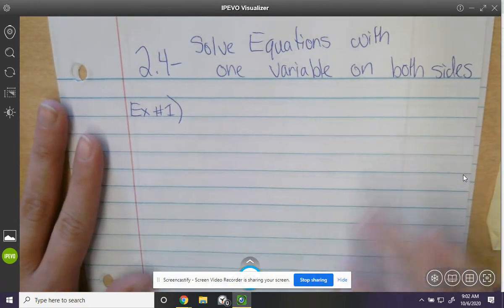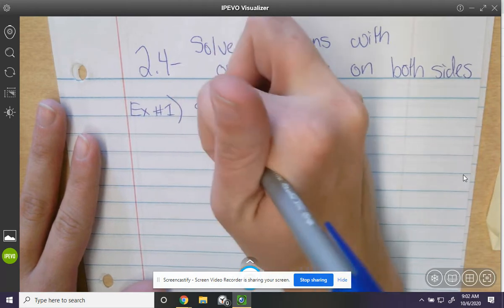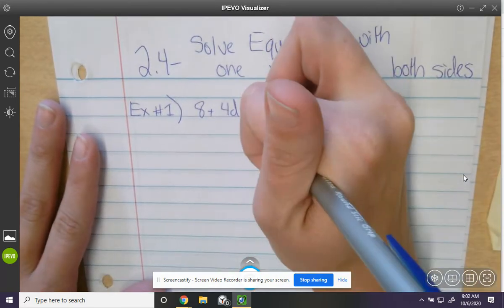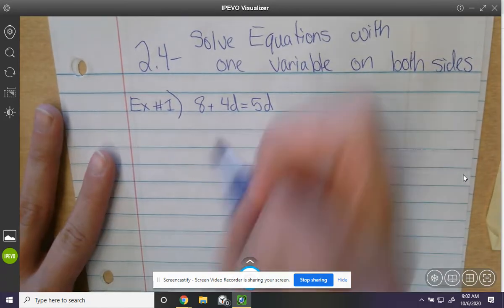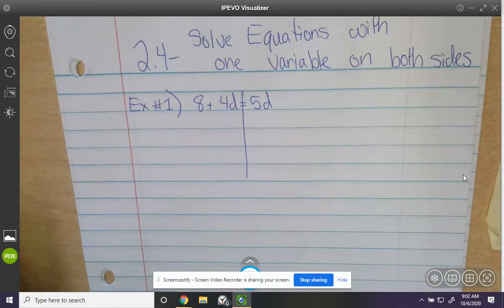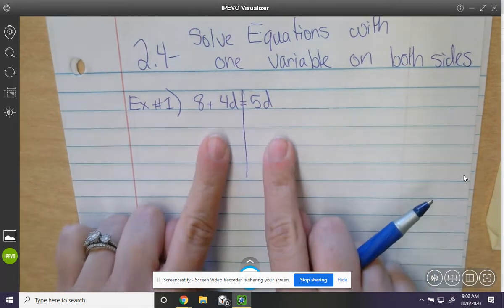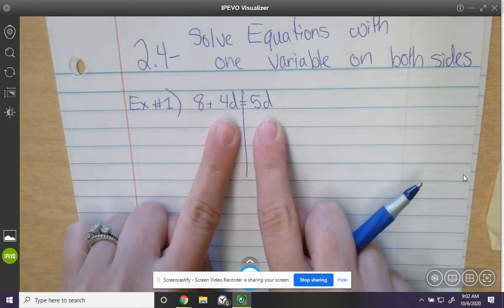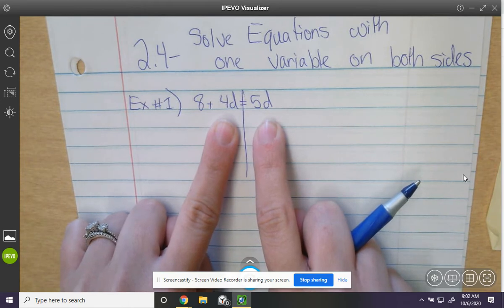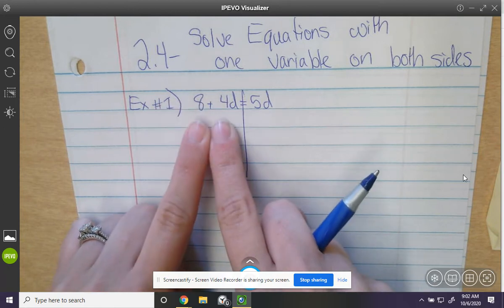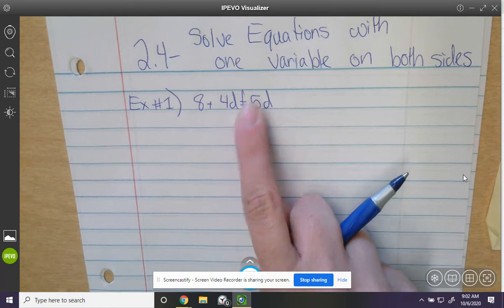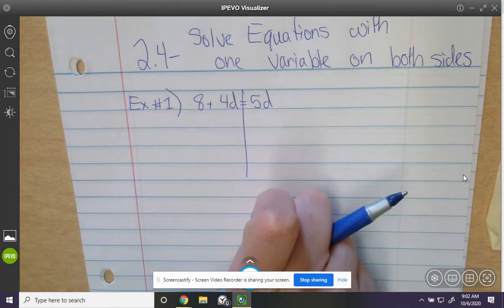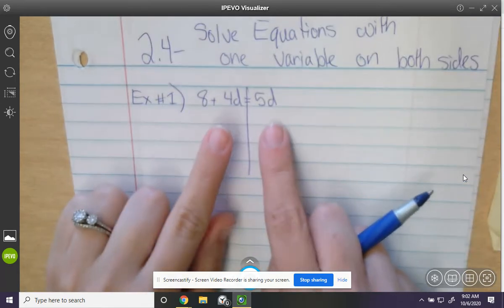So example 1, we're going to have 8 plus 4d equals 5d. Draw your line. Now, we need to get all of our variables on one side. See how I have two variables and they're both on this side? I need to get them on one side. Now, what would happen if I moved my 5d over here? There would be nothing on this side, and we would lose our equal sign, which we would no longer have an equation to solve. So you always have to keep things on both sides of the line.